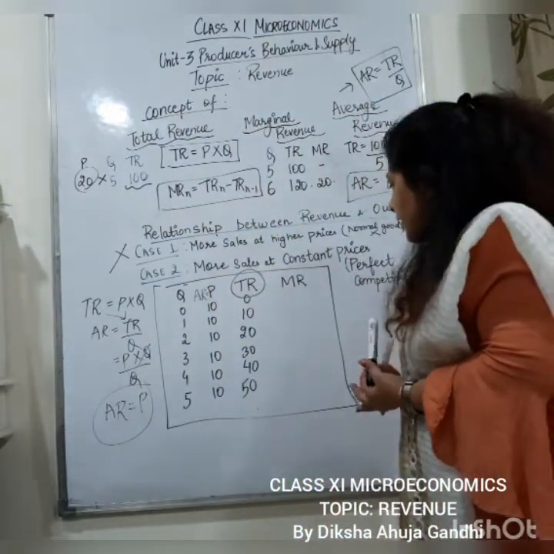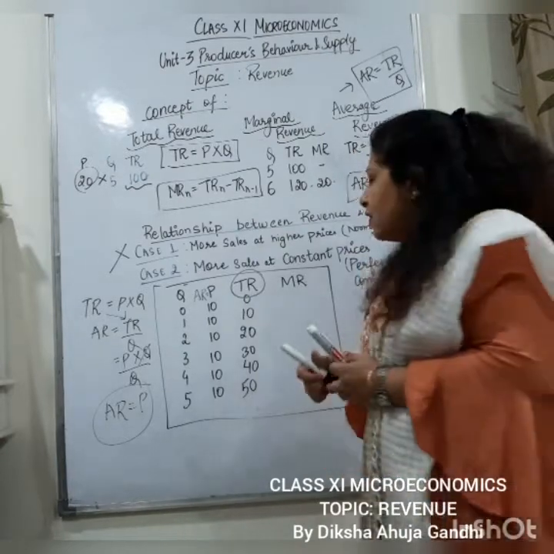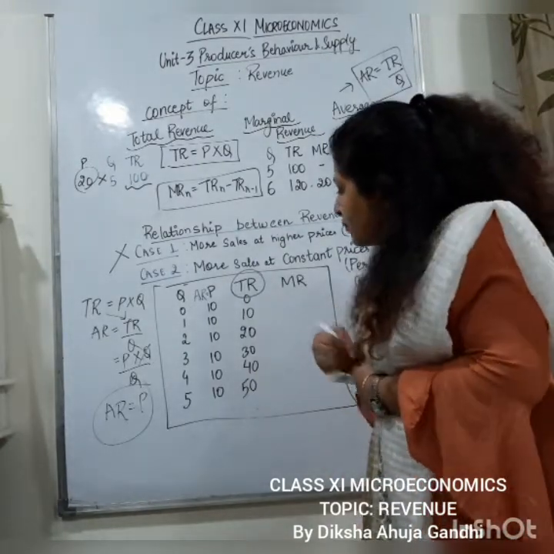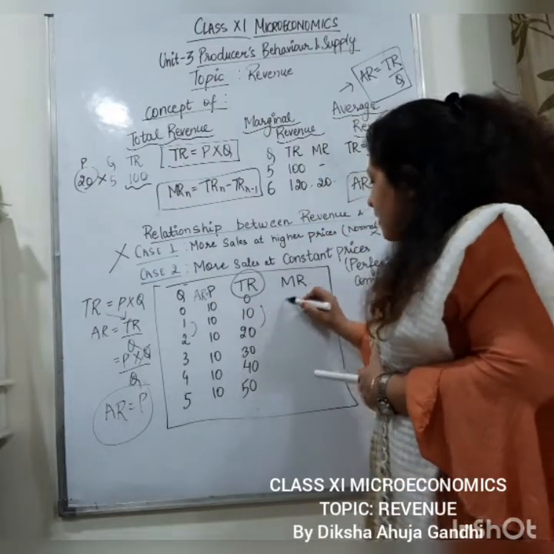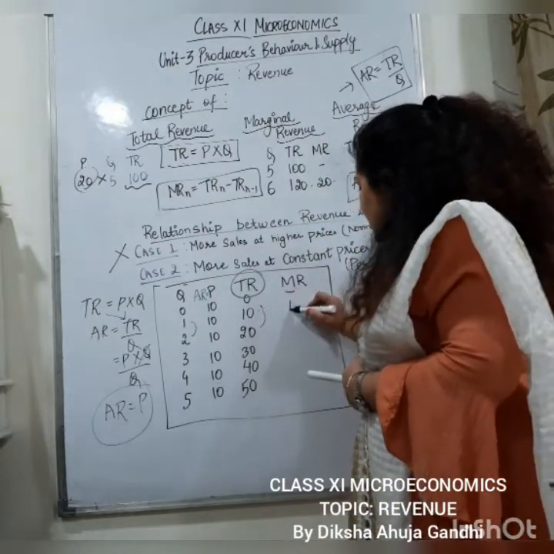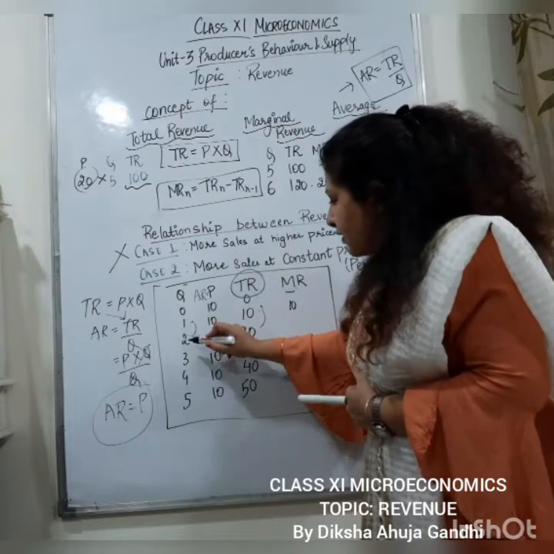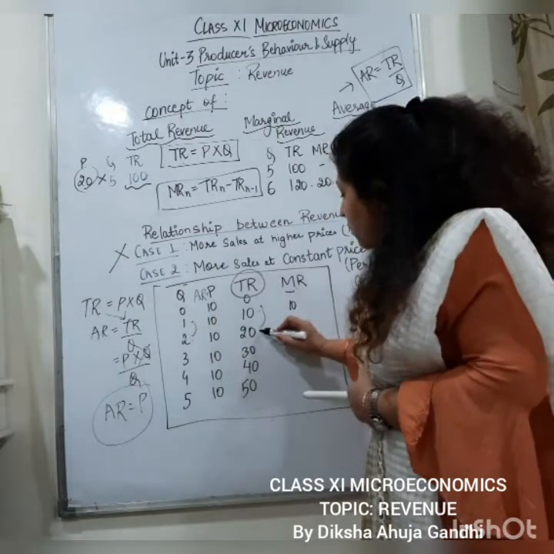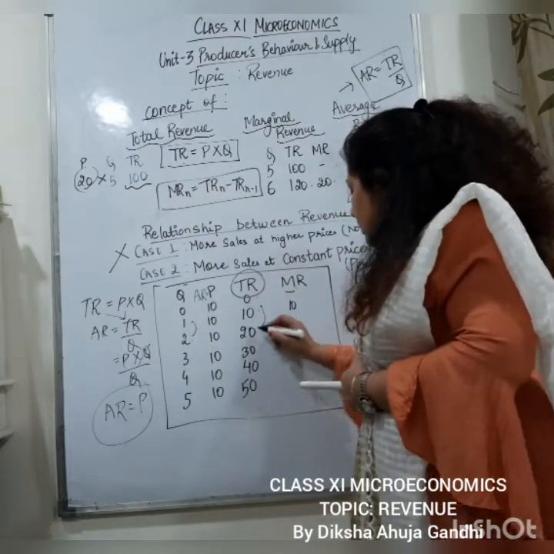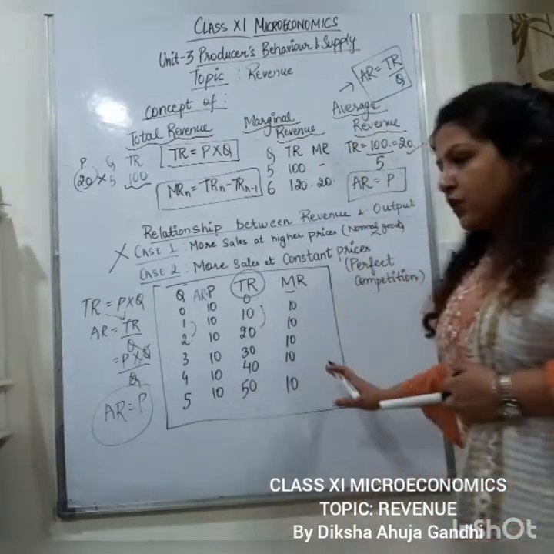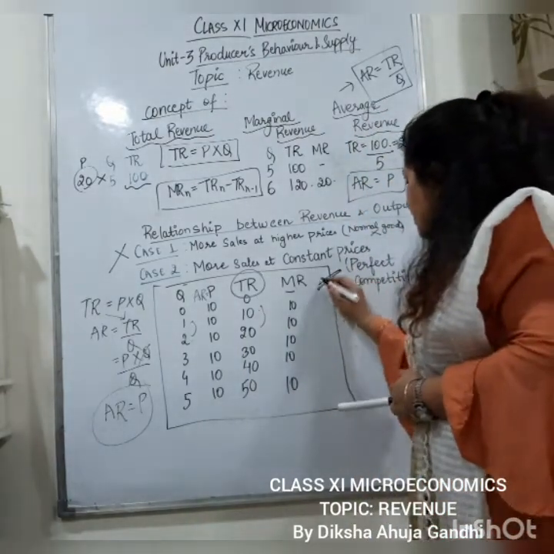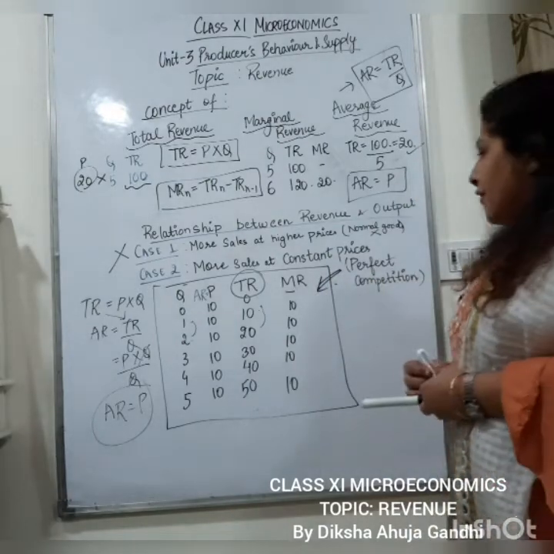So marginal revenue. Let's calculate marginal revenue. Marginal revenue says when I am selling 1 more unit of the output, how much additional revenue is coming to me. So it will be dash here, 10 minus 0, 10. Now when I sell the first and second unit, how much am I getting? 20 minus 10, 10. 30 minus 20, 10, 10, 10. So this is the schedule for perfect competition.